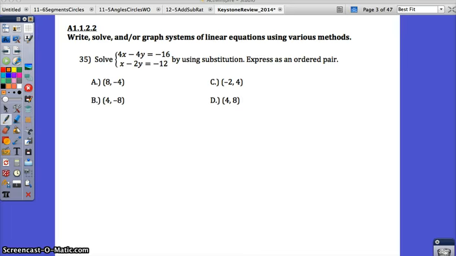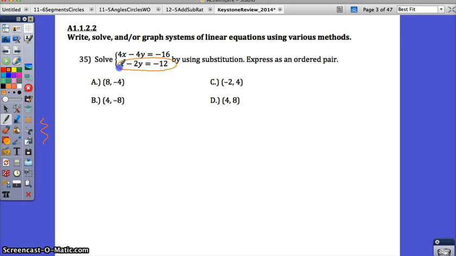Now, one thing to note, on a multiple choice test, even if they tell you to solve by substitution, you can really solve however you want because you're just circling the answer. Now, if they're grading the work, if it was open-ended and they said solve by substitution, you would have to do it. However, I do agree that substitution is a good method here.